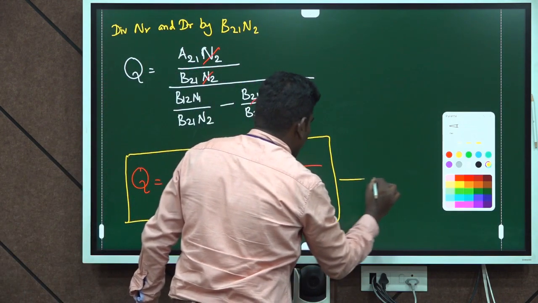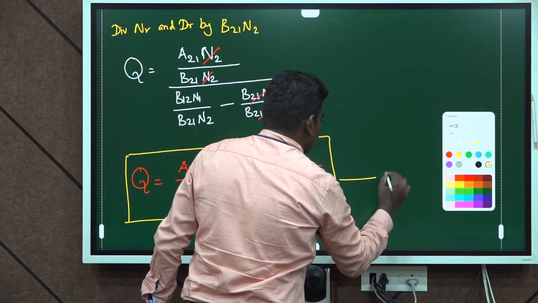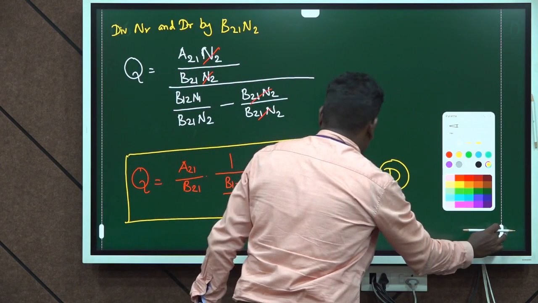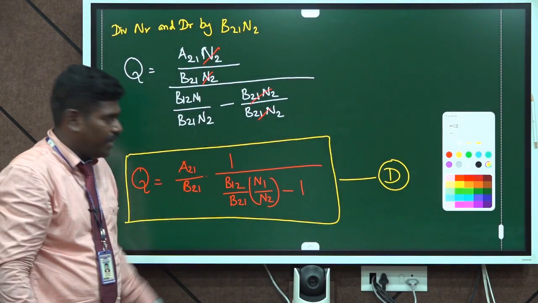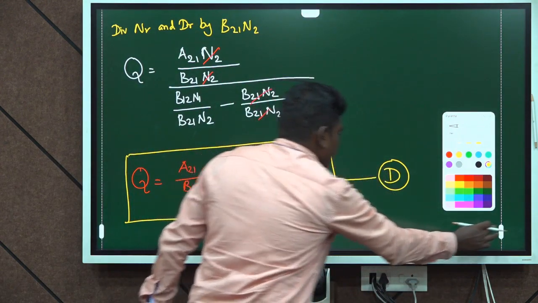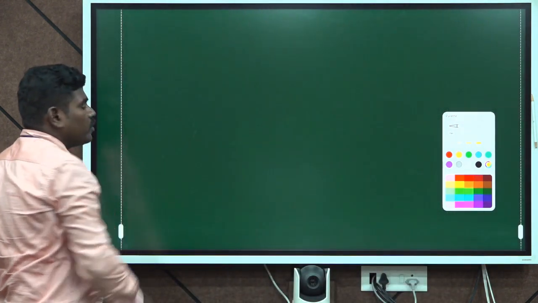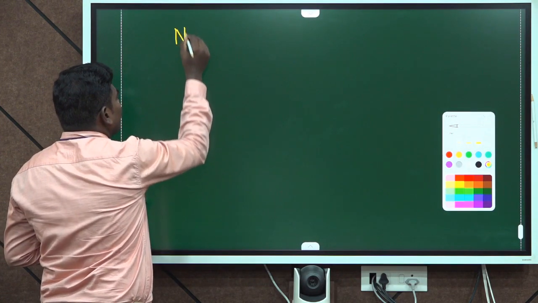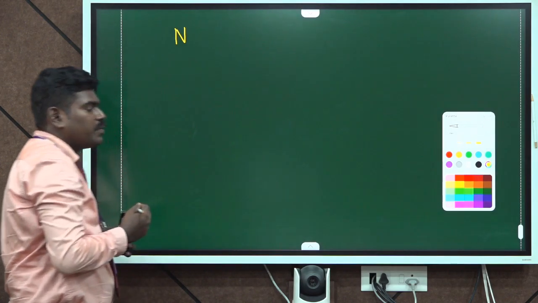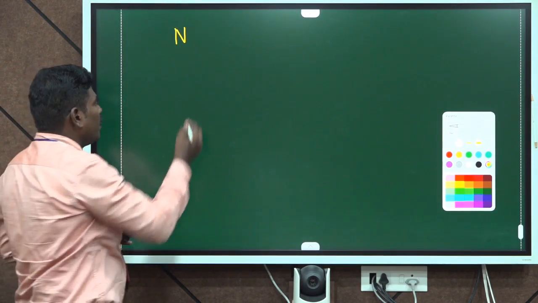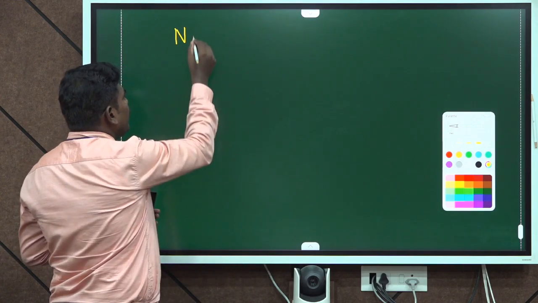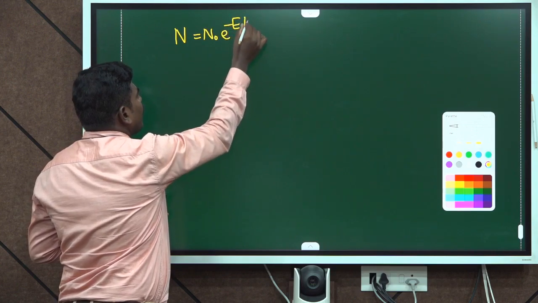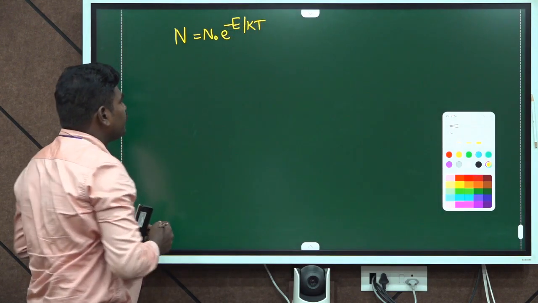So this is a very important equation. The equation is represented as D. Here is the term N1 divided by N2. According to the Maxwell-Boltzmann distribution law, N0 is the number of atoms in the ground state, and at energy level E, generally we represent the equation as N equals N0 e power minus E divided by kT. So this is a general equation.